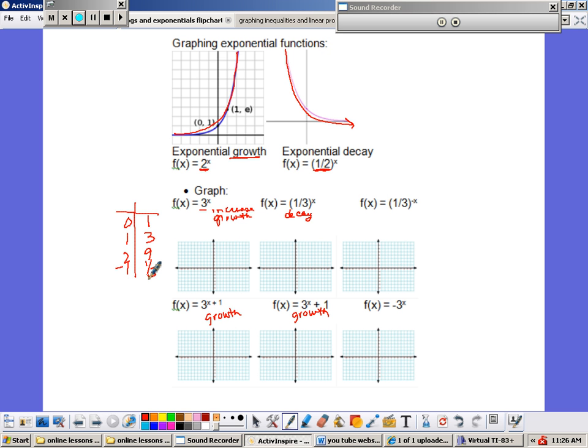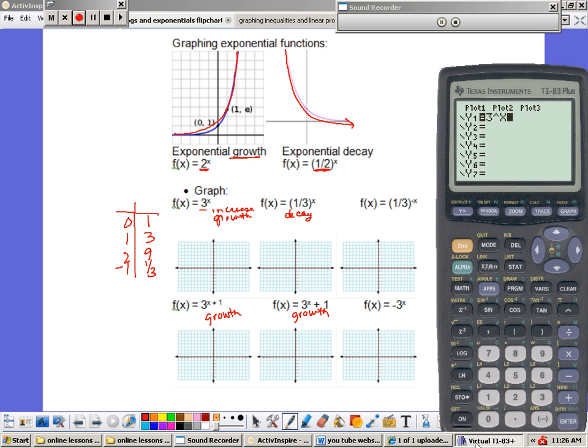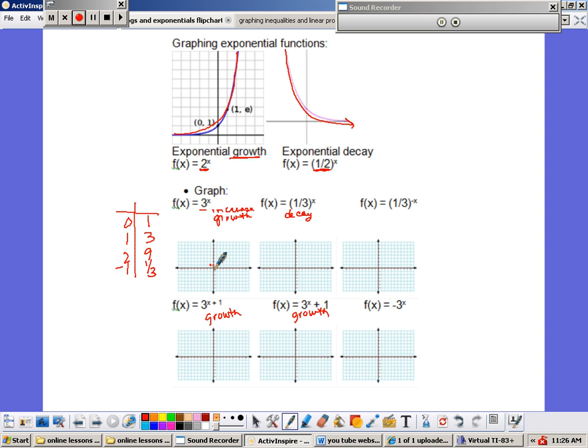Okay, I can do that, and I could do that all by hand, but I do have a graphing calculator, and if I hit second graph, it'll give me all my points, the same as I had previously. So if I have a graphing calculator, might as well use it as well. So negative 1, 1/3, and I hope I can get that in there. 1, 3. 0, 1. 2, 9, and as you can see, this is a growth.